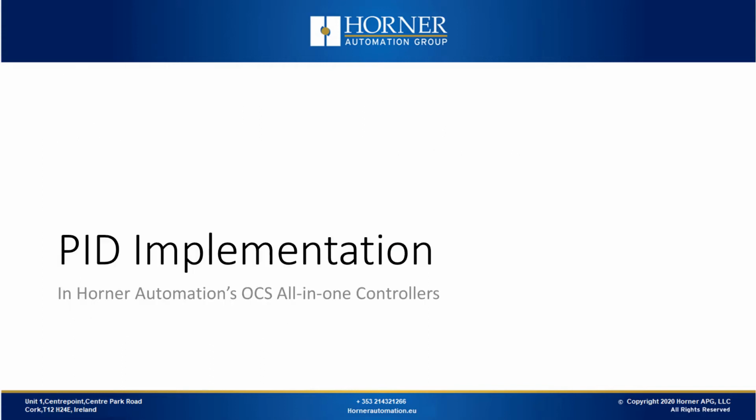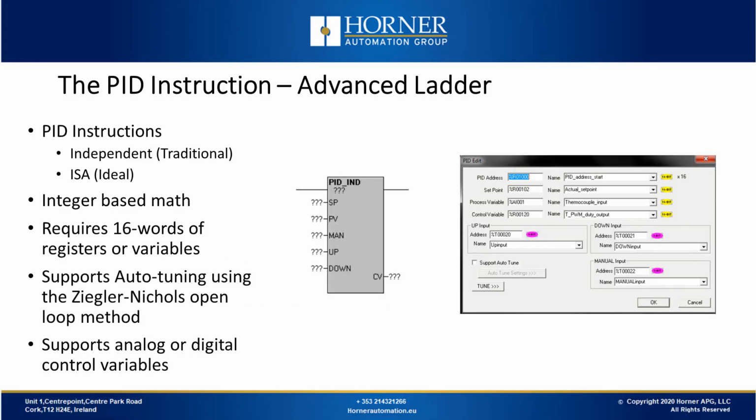So we've talked about PID. Now we'll talk about how PID has been implemented in the OCS family, both in our controllers and in the software. Let's start with the PID instruction that's available in Cscape. We support two PID equations, the independent equation for PID, and the ISA, or ideal PID equation. The independent version is a little easier to tune, but in general, they both work well.